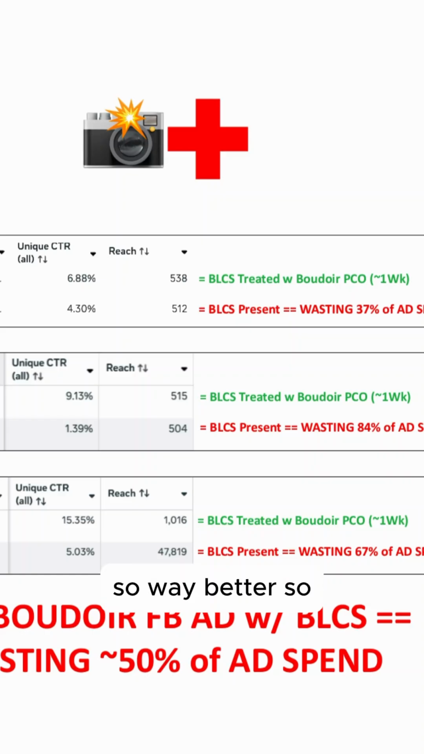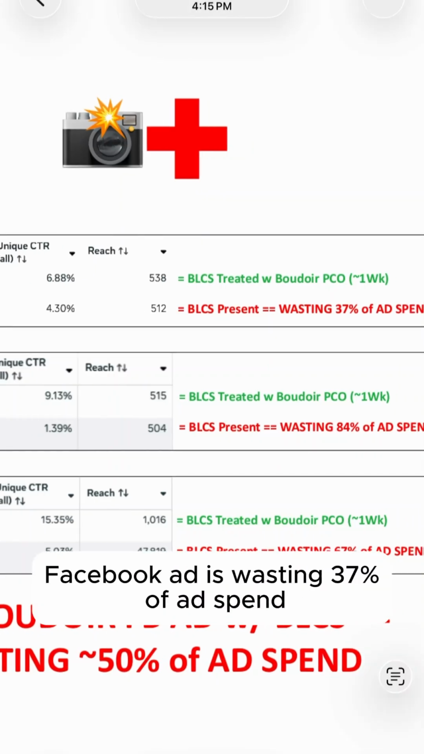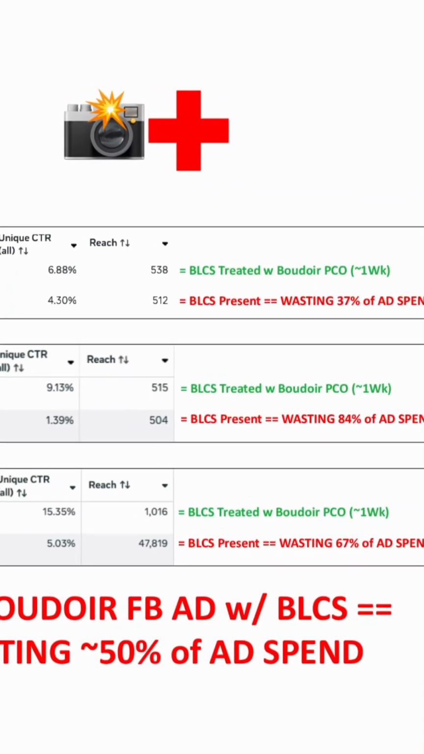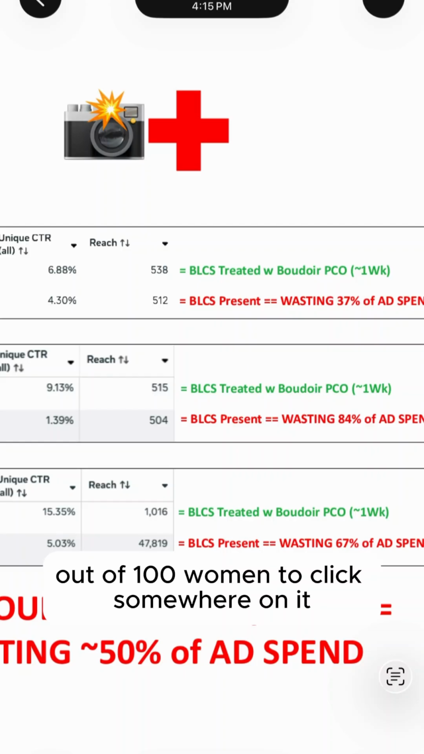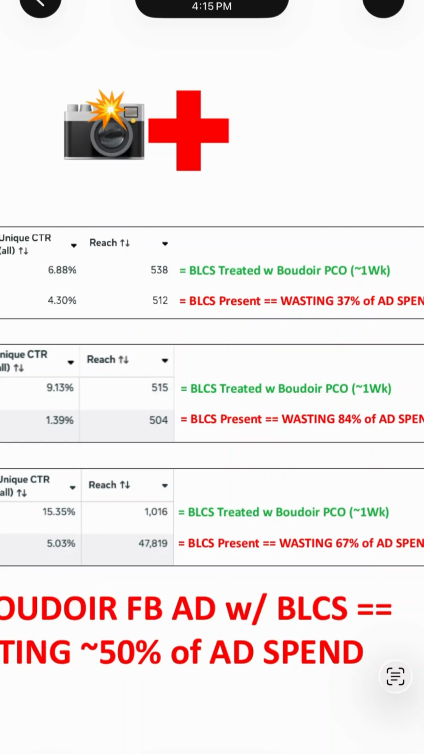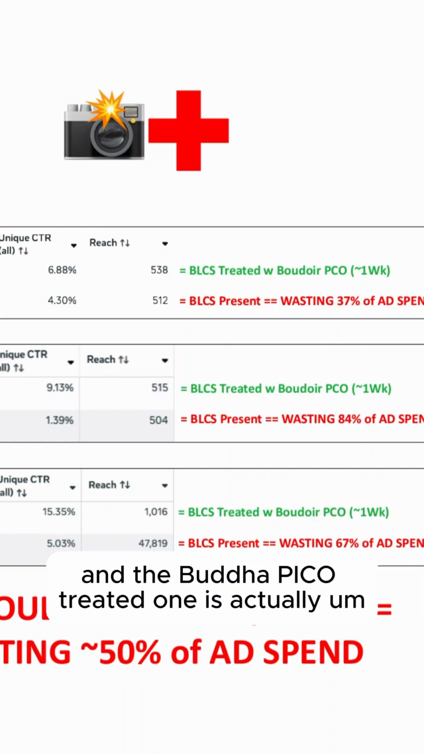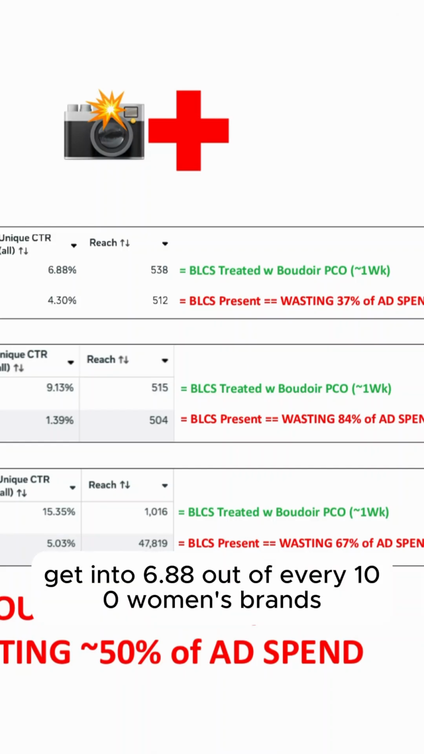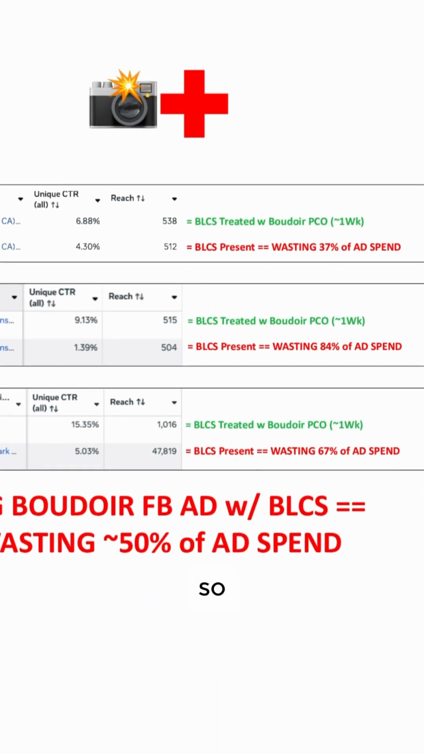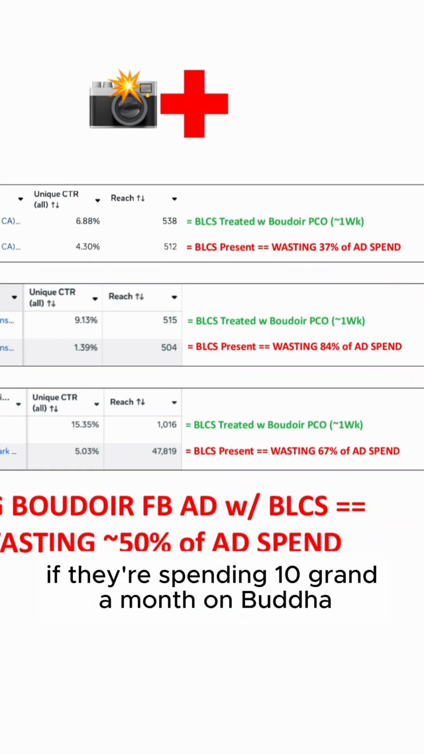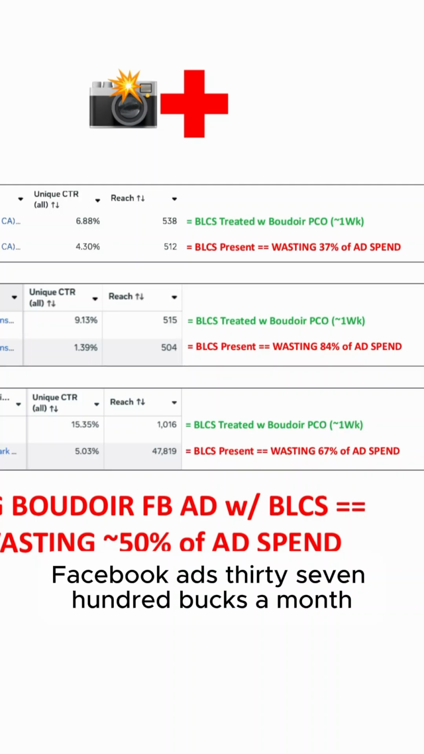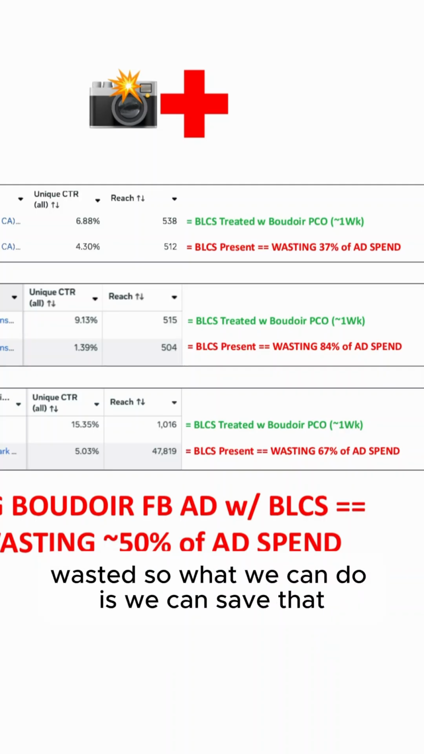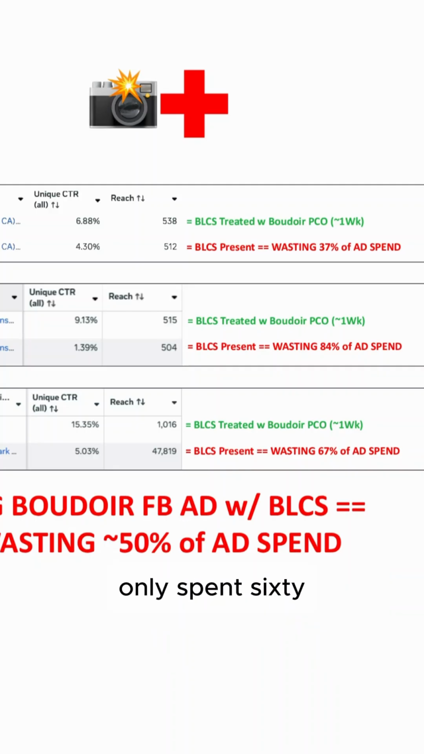So way better. We found out the original Boudoir Facebook ad is wasting 37% of ad spend by only getting 4.3 out of 100 women to click somewhere on it and get our ad into their brain, while the Boudoir Pico treated one is getting to 6.88 out of every 100 women's brains. So if they're spending 10 grand a month on Boudoir Facebook ads, 3,700 bucks a month, every month, is being wasted. We can eliminate that wasted ad spend and only spend 6,300 bucks a month on the new Boudoir Pico treated ads.